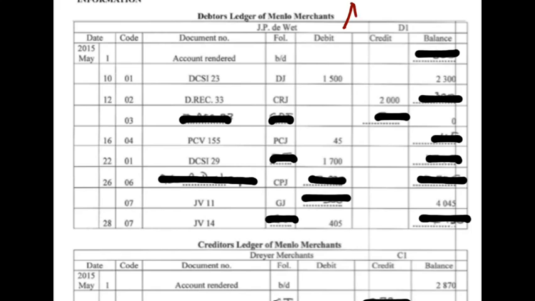If this is debtor's ledger, it means it's an asset account. Therefore the debit column would be adding and the credit column would be subtracting, therefore giving us the balance. So the first entry that's missing is the balance at the beginning of the month. If we're on 2,300 and we added 1,500, then if I reverse what I've done, I can get back to the balance. So 2,300 minus 1,500 gives you the original balance of 800 Rand.